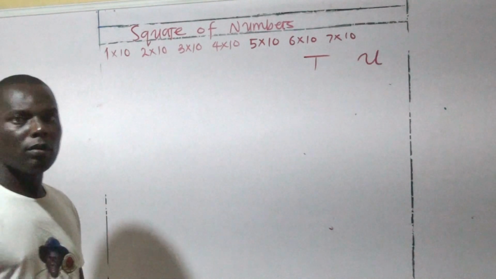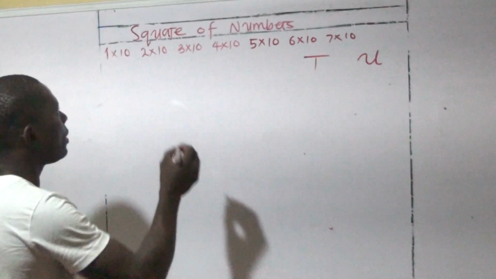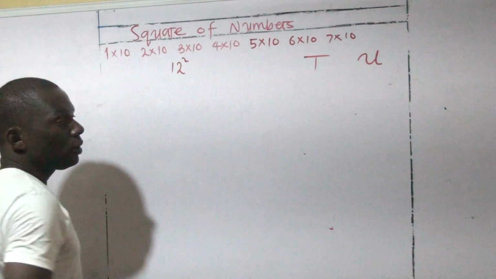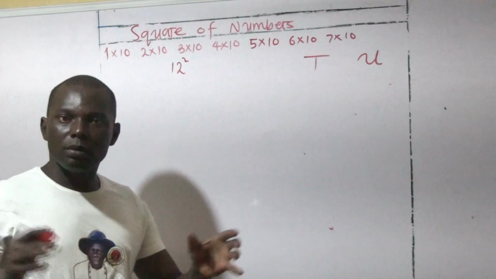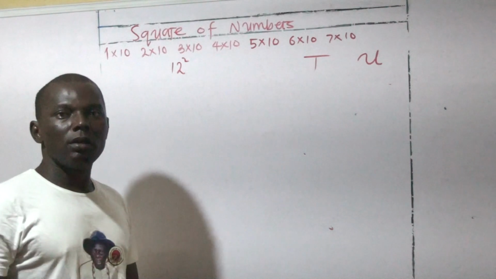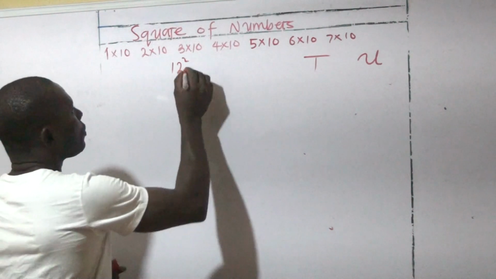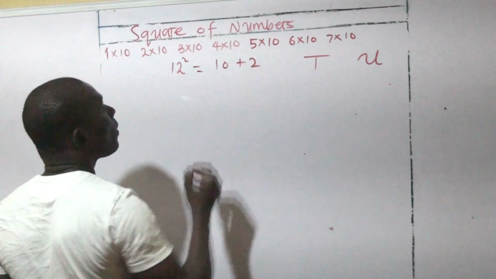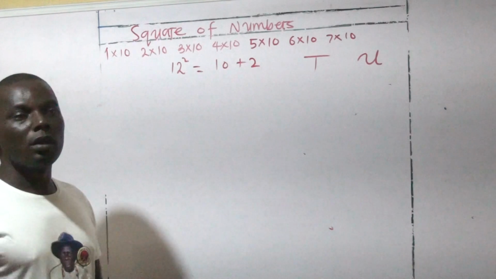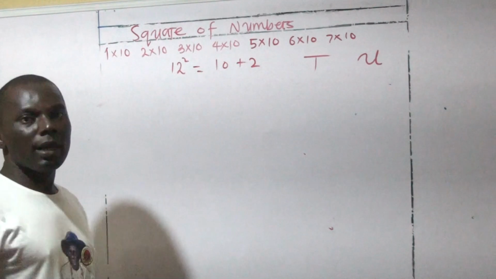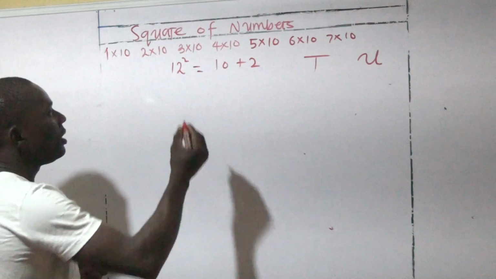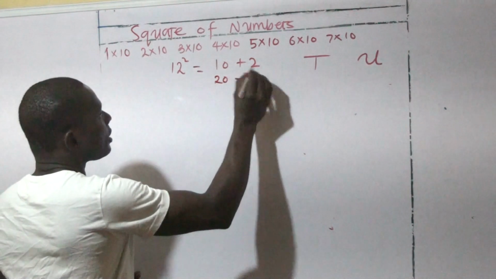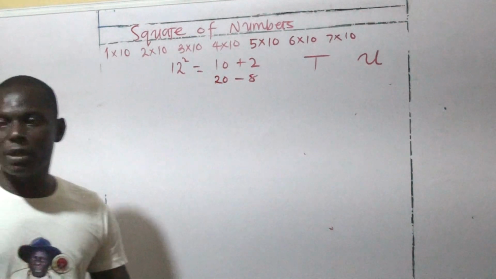Now let's look at the board. This time, we're asked to find 12 square, and we can arrange 12 in two ways. 12 is 10 plus 2. That will give us 12. In another way, we can also say 12 is 20 minus 8. So these are the two ways we can express it.